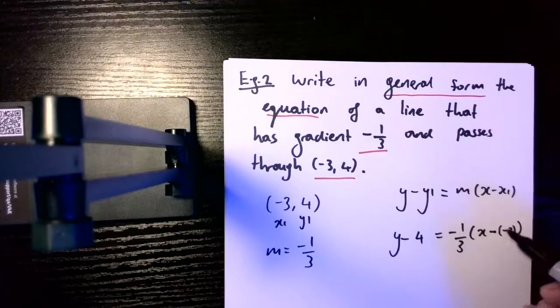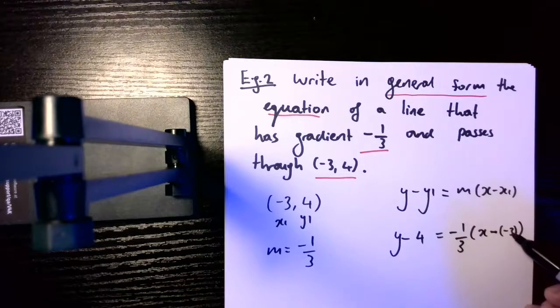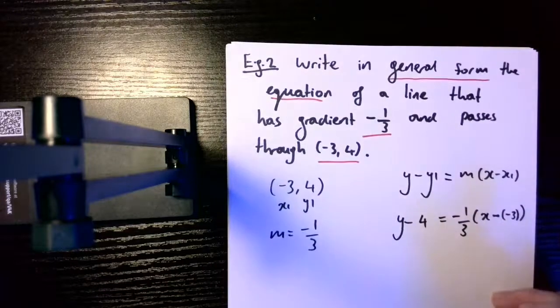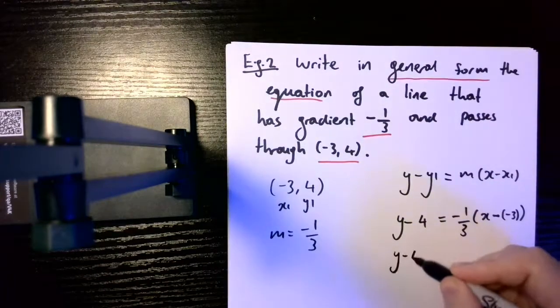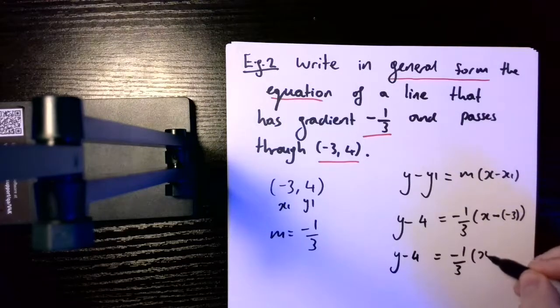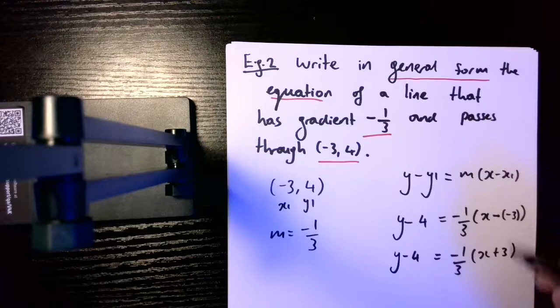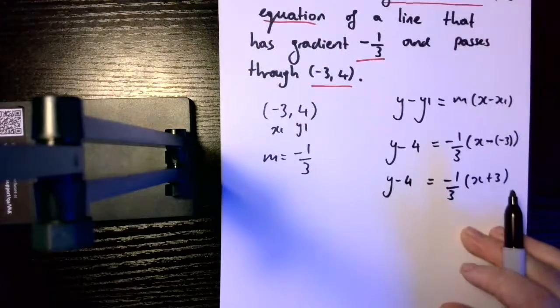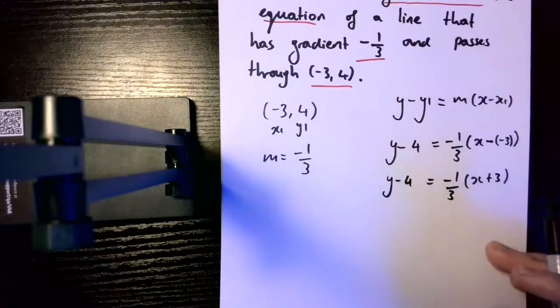When I have a negative times a negative, that will actually make it a positive. Be very, very, very careful when you're doing this, okay? All right, so we have y minus 4 is equal to minus 1 over 3, and we're just going to tidy this up to give us x plus 3. Always work inside of your brackets first before you do anything else, and just tidy up from line to line, okay? So now you have a couple of options, okay?